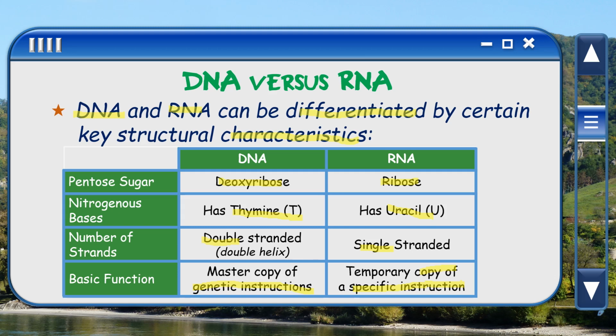DNA has deoxyribose sugar, RNA has ribose sugar. When it comes to nitrogenous bases, DNA has thymine, RNA has uracil. DNA is double-stranded and RNA is single-stranded. The basic function for DNA is the master copy of genetic instruction, whereas RNA is just a temporary copy of the specific instruction.